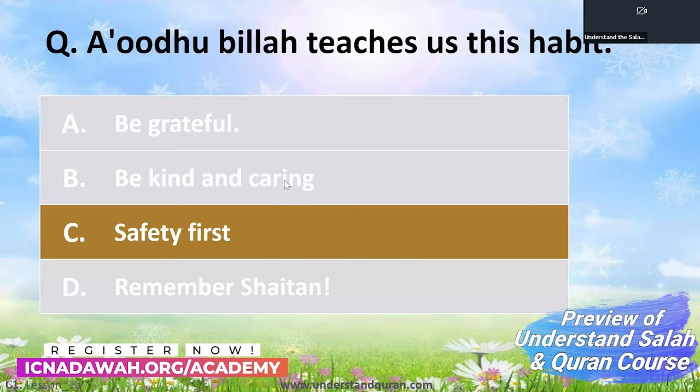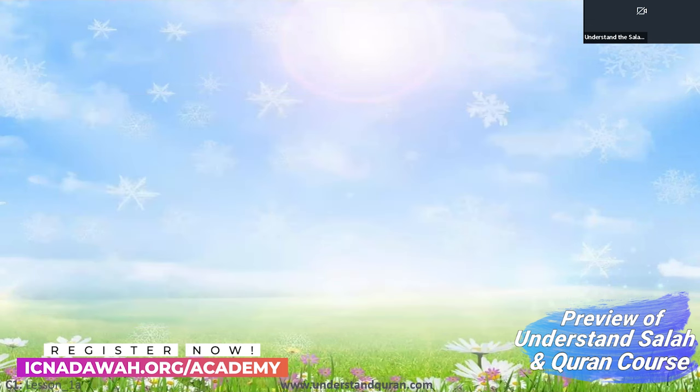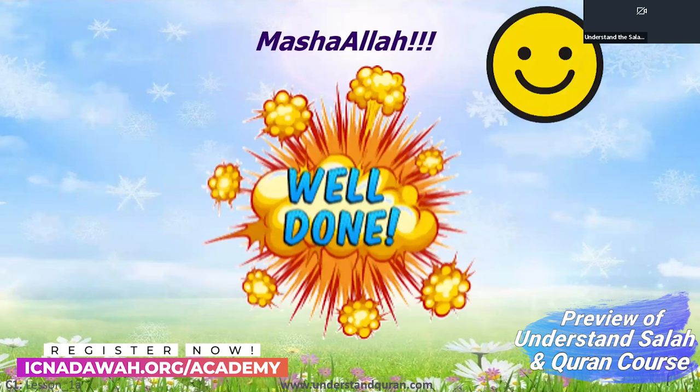All right. So, who is our worst enemy? I think I don't have to say that. Shaitan, of course. With that, alhamdulillah, we finished 1A and I'm trying to go fast. So it is 8 o'clock, and now we will go to 1B.